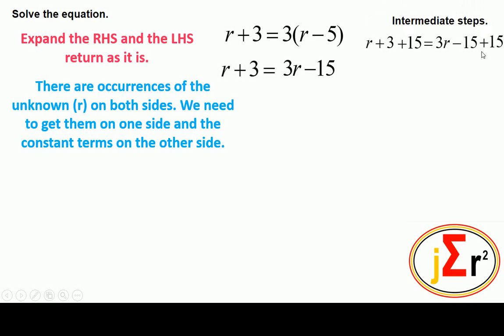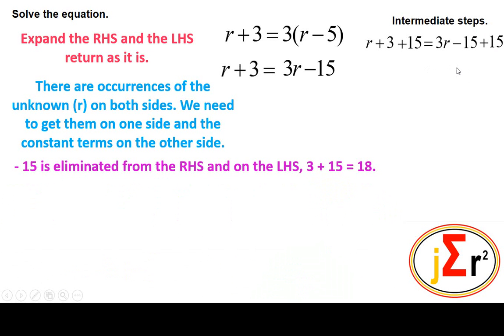As a consequence, the negative 15 will be eliminated from the right hand side, and on the left hand side, we will have the 15 added. Of course, we have another constant here, which is 3, and 3 plus 15 is equal to 18. Negative 15 is eliminated from the right hand side, and on the left hand side, 3 plus 15 is equal to 18, as we mentioned before.